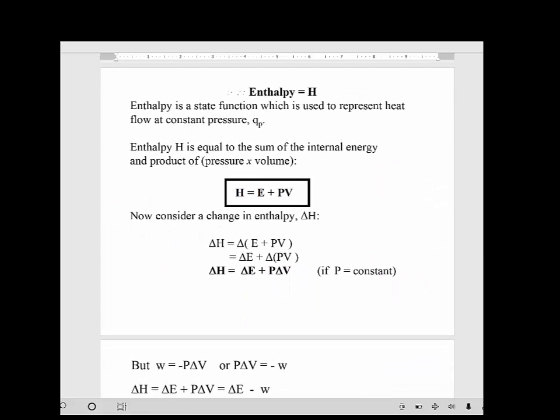Our next section is on enthalpy, and enthalpy is given the symbol H. Enthalpy is a state function which is used to represent the heat flow at constant pressure. So we can say change in enthalpy, delta H, is Q sub P, heat flow at constant pressure. Another way of defining enthalpy is by saying that it is the sum of internal energy and pressure volume work, as given by this equation, H equals E plus P times V.